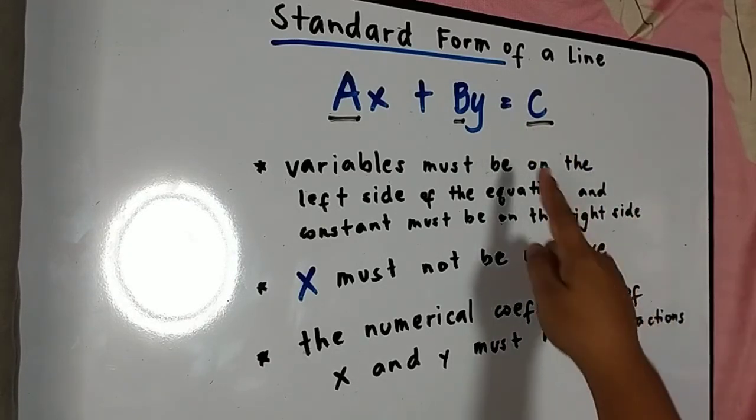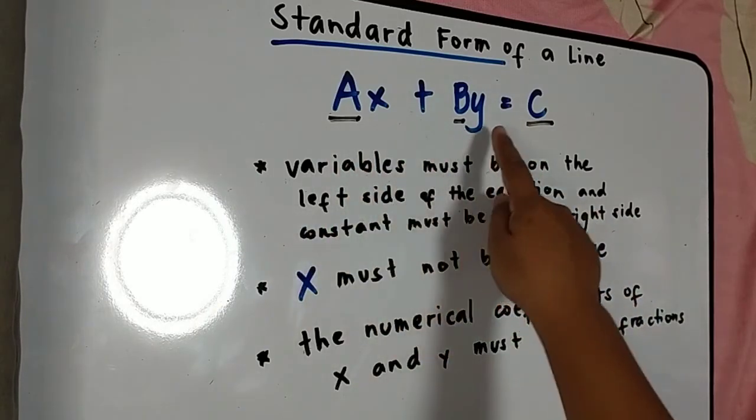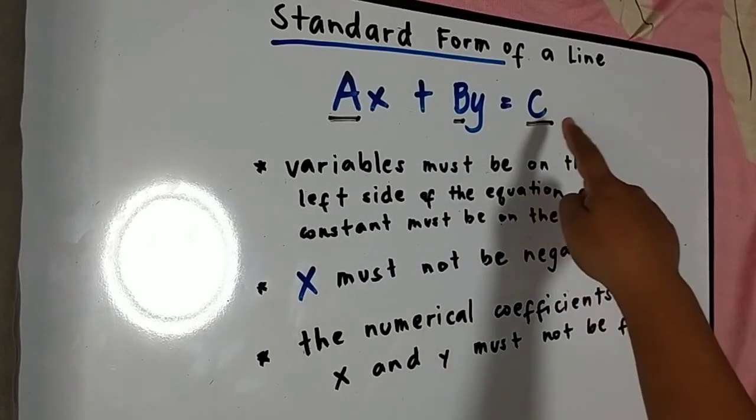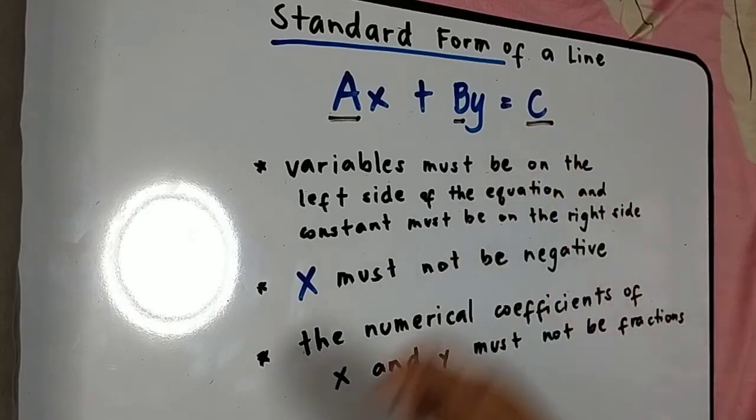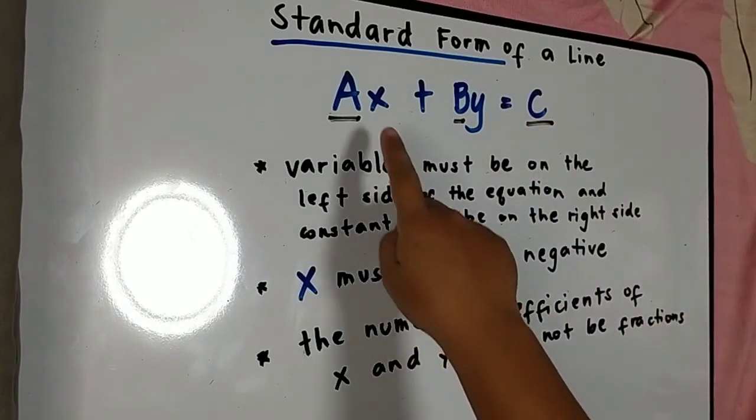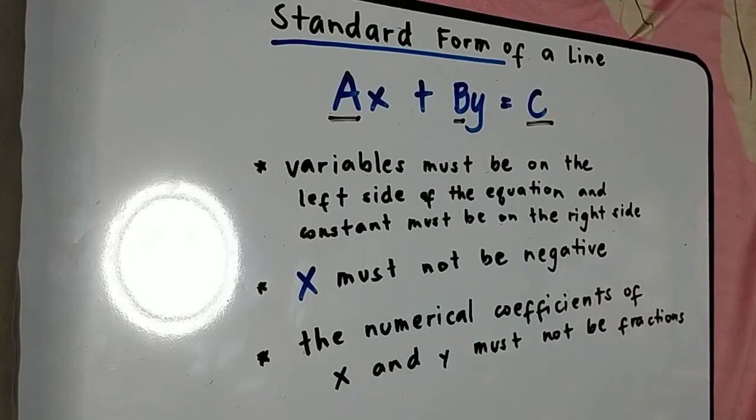So, basically, si x and y magkasama sa isang side, sa left side ng equation, then yung constant nakahiwalay. Nandun siya sa right side ng equation. Okay, simply, si x and y nandun sa left side ng equal sign, si constant nandun sa right side ng equal sign. And of course, lagi mauna si x bago si y.